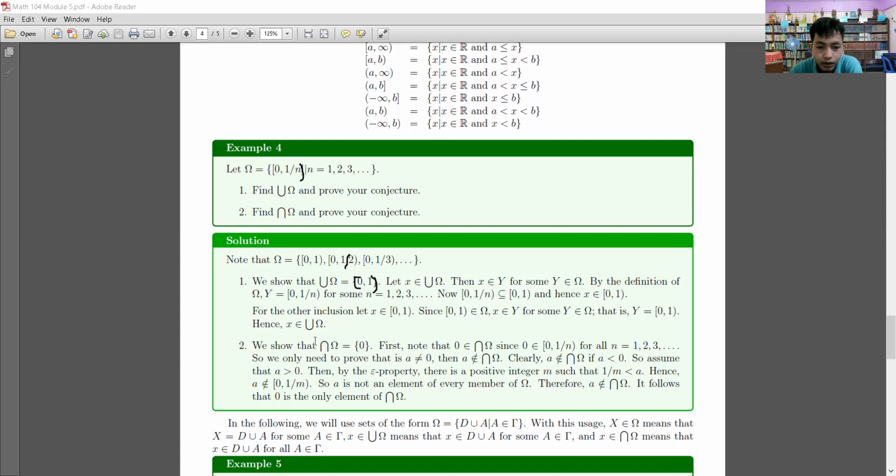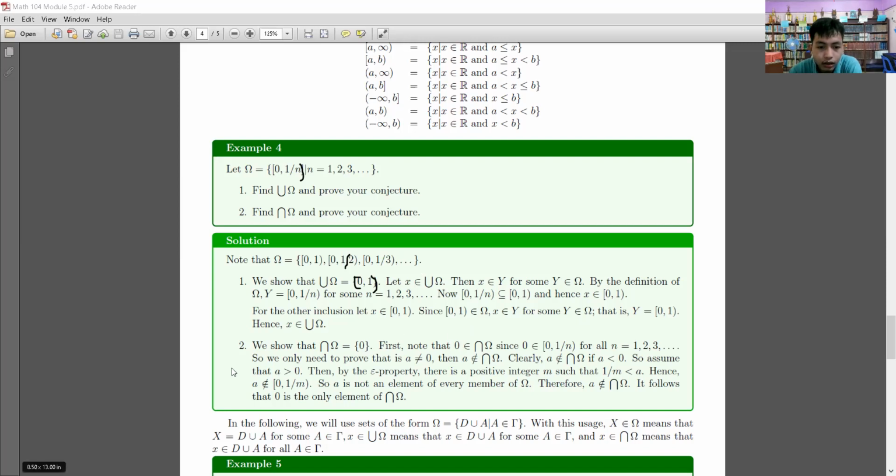Again, we look at the two sides. First, note that 0 is in the intersection, since 0 is in each of our intervals in omega. It is automatically there because the interval is closed at 0, meaning 0 is included in all of the intervals.